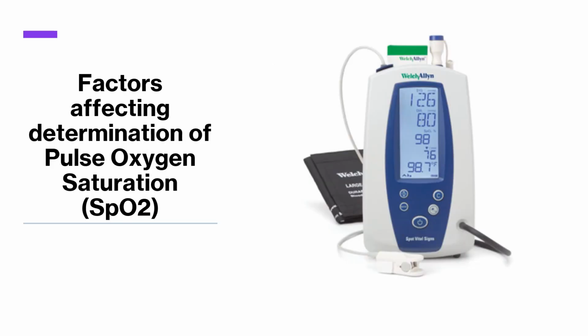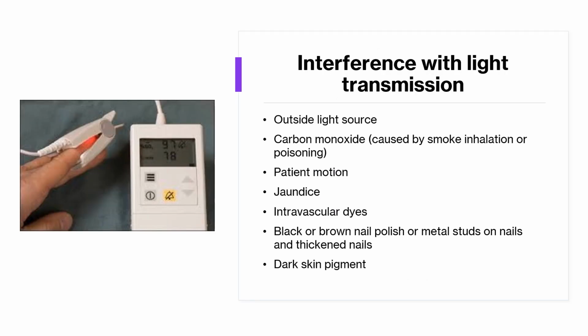So now let us talk about the factors affecting determination of pulse oxygen saturation. First, the interference with light transmission. An outside light source interferes with the ability of the oximeter to process reflected light. Carbon monoxide, caused by smoke inhalation or poisoning, artificially elevates oxygen saturation by absorbing light similar to oxygen. Patient motion interferes with the ability of the oximeter to process reflected light.